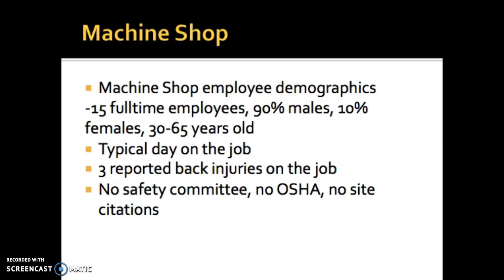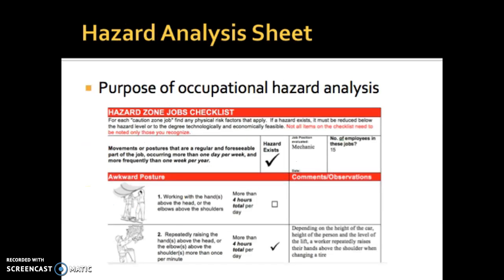On a typical day, machine shop employees work on university vehicles that generally consist of service such as changing fluids, tires, and general vehicle maintenance. Incident details consist of 3 back injuries within the past 5 years, resulting in 10 lost days. The machine shop also does not have a safety committee on campus, and no OSHA visits were discussed, therefore no citations exist.